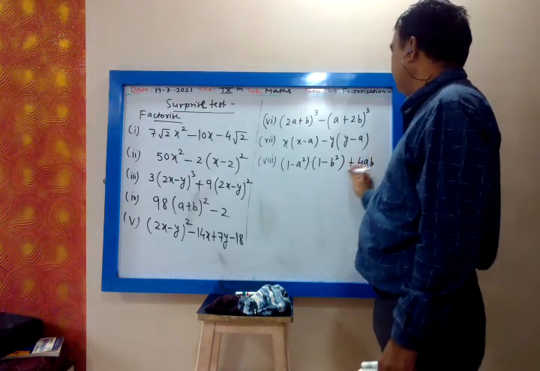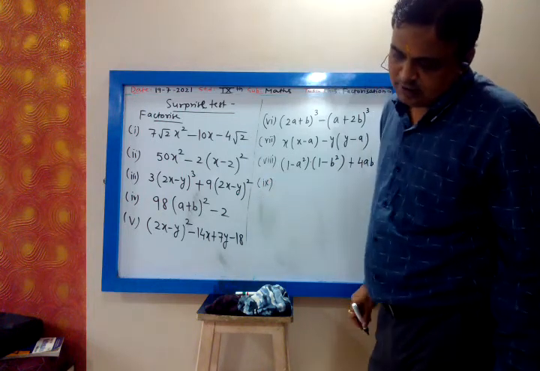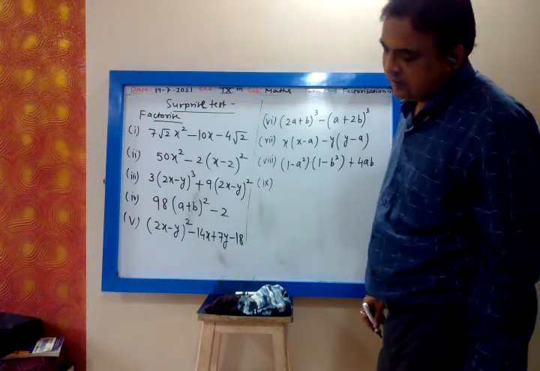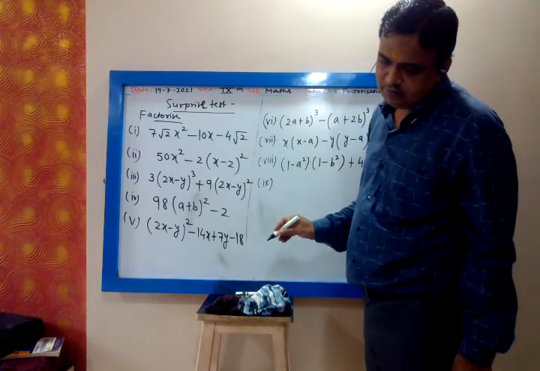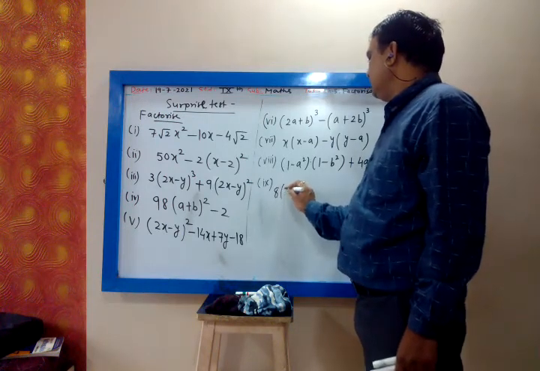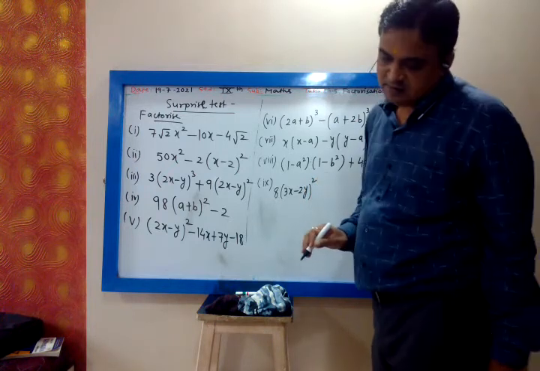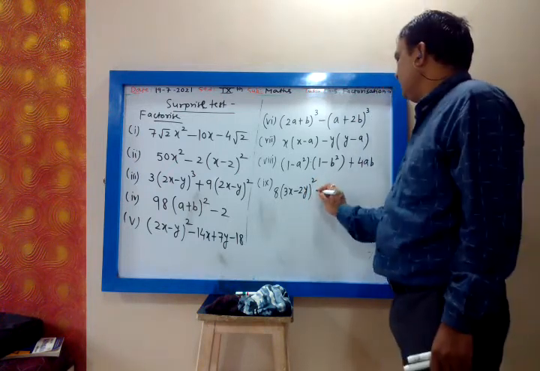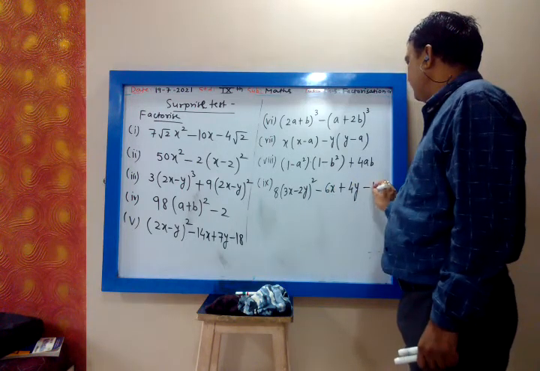Then 9, start solving each one of them. 8 into 3x minus 2y whole square minus 6x plus 4y minus 1.